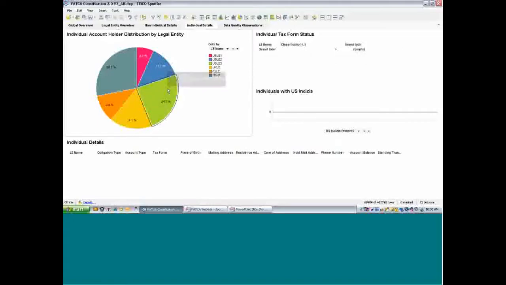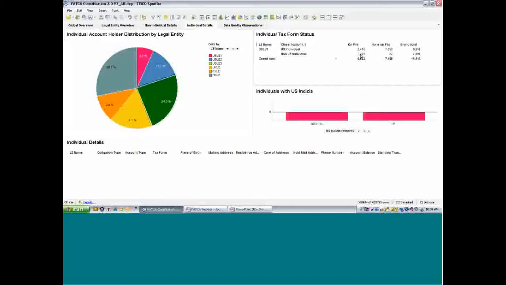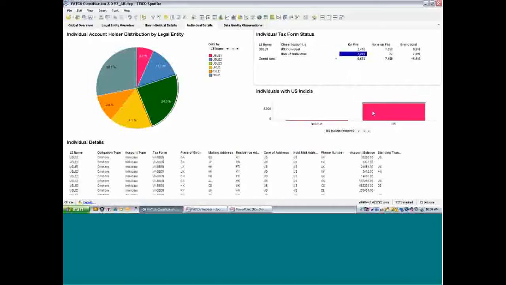So for the U.S. Legal Entity 3, again the biggest legal entity, we can get a split of our U.S. individuals across individual and non-individual, and whether they have a tax form on file or not on file. So if we look at the non-U.S. individuals with a tax form on file, of the 7,200, approximately 7,100 do have some type of U.S. indicia. So here, from a work planning perspective, 7,100 of these clients are going to require reach out and submission of a curative document such as a driver's license, passport, etc.